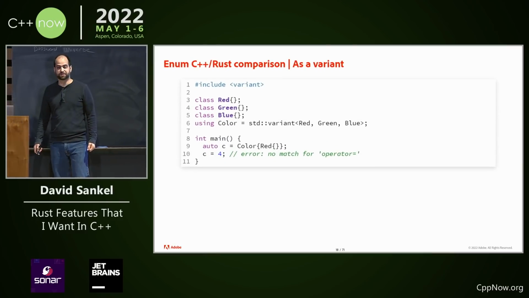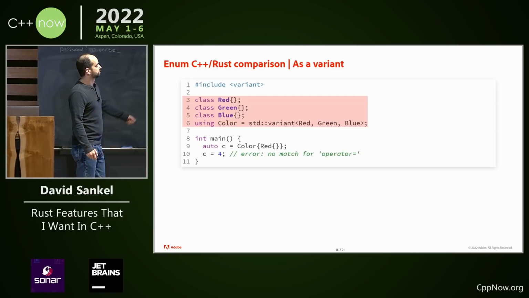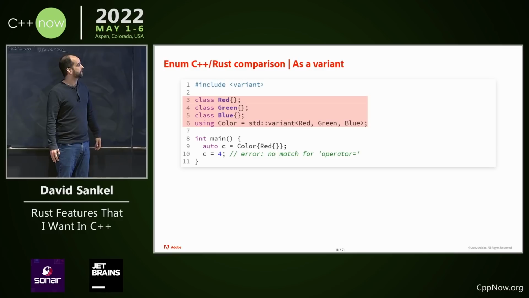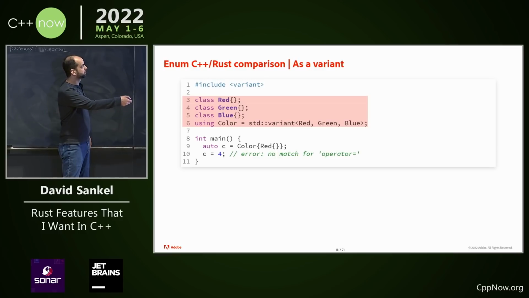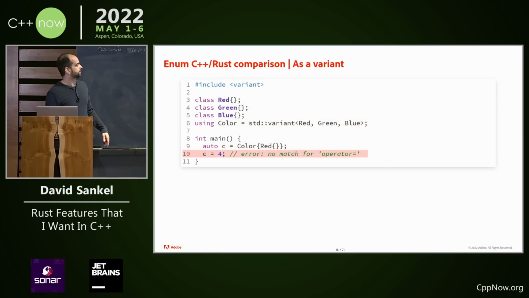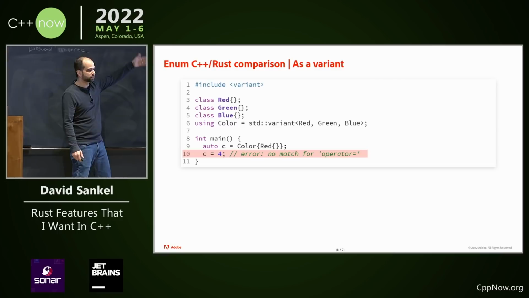So how do we do this with a variant in C++? Something like this. You create these classes, red, green, and blue. They have no data members. And then you have a std::variant of red, green, and blue. And we're just calling it color. This works. And there's no way to make this variant for anything else. It just doesn't make sense. A variant is just one of these 3 things.